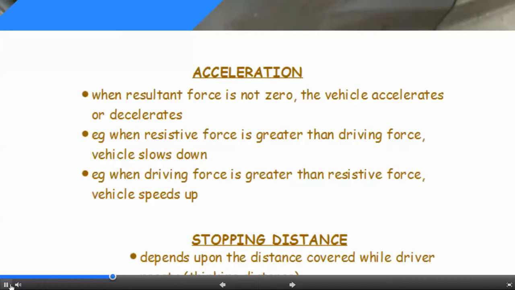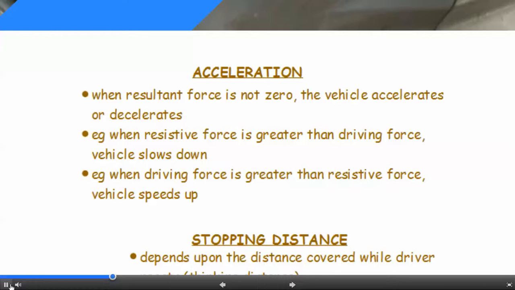But when an object's accelerating, the resultant force is not zero. So the vehicle will accelerate or decelerate. So for example, when the resistive force is greater than the driving force, the vehicle slows down. And when the driving force is greater than the resistive force, the vehicle speeds up.